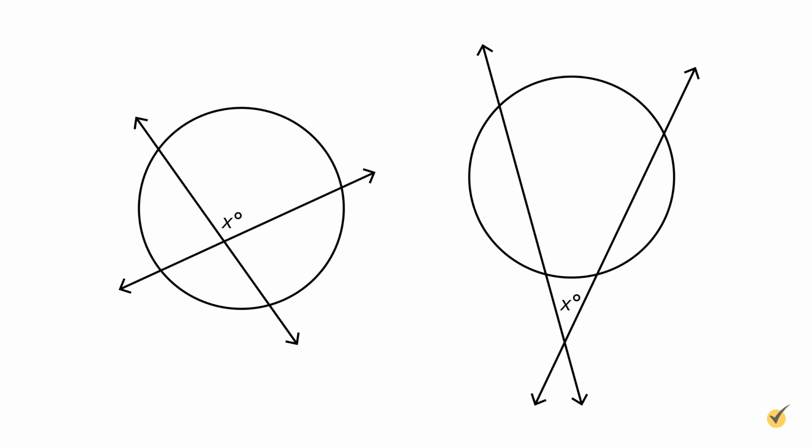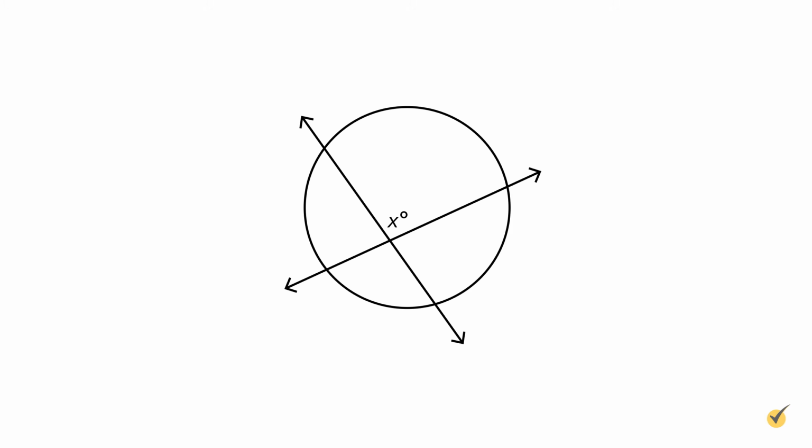But what if our two secant lines meet at a vertex that is inside or outside the circle instead of directly on it? Each one of these has a formula for finding the measure of X if we know the measure of our intercepted arcs in degrees. Let's start when our inscribed angle is inside the circle. In this case, the measure of the inscribed angle is half the sum of the measures of the intercepted arcs, in this case, A degrees and B degrees.